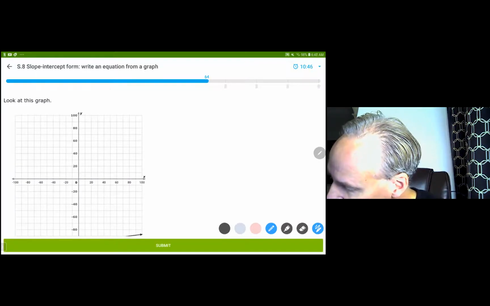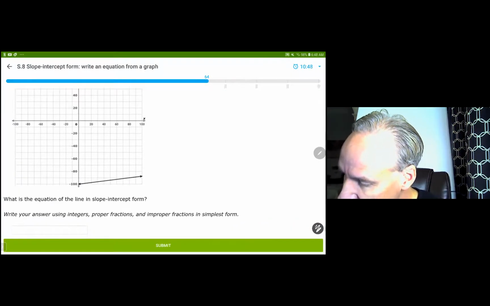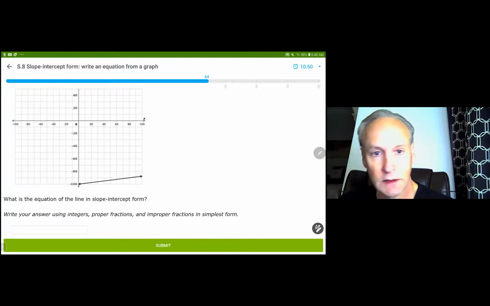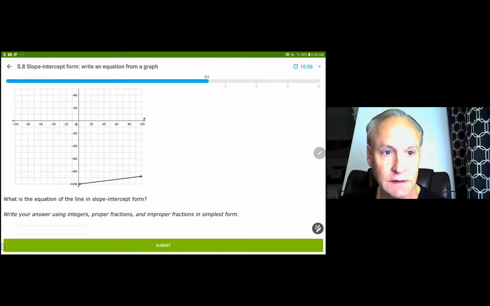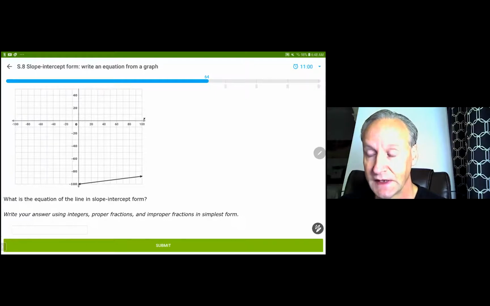Now, oh, my graph's way at the bottom this time. Okay, so let's move it down here. Got to watch out for the scale. The scale factor is the numbers that you're counting by, which are tens. Occasionally, you're going to get a situation where the scales are different, and that can really mess up your slope, especially if you count the slope using units.